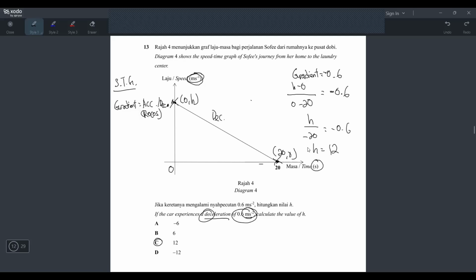But if you use your common sense, you use your logic, can h be negative? No, right? Like your figure logic also, because this is 0 and your h is above 0. So you use logic also, you know the answer cannot be negative. So that's why the gradient of this line is negative. That's why then only you will end up with a positive answer. But if you forget to add the negative here, then you might get negative 12, but it's wrong, this cannot be negative. So this is the correct way to do it.